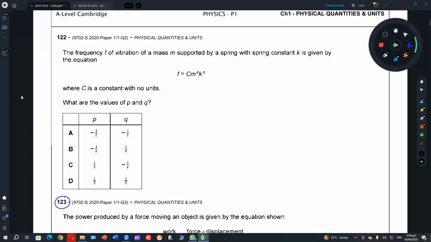Here comes the same question. The frequency of vibration of a mass m supported by a spring with spring constant k is given by this. C is a constant with no unit. What are the values of P and Q? Frequency. Is unit of energy also scalar? Energy is definitely a scalar.